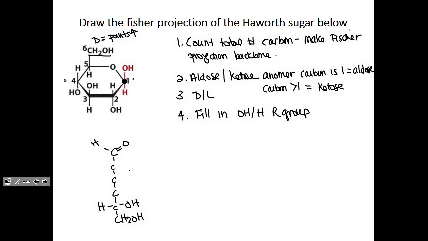Now we can fill in the rest of our moieties. So carbon 2 is here, it's pointing down, so that originated from the right. Carbon 3, it's pointing up, the OH group is to the left, and carbon 4, it's pointing down, and so it originated from the right. So your Fischer projection for the Haworth projection should look like this. And this is actually the structure of beta D glucopyranose.